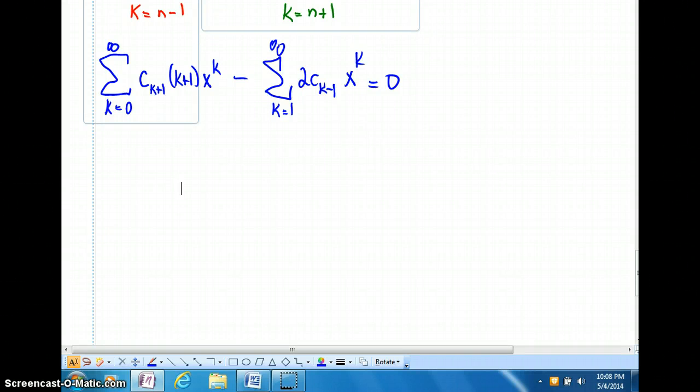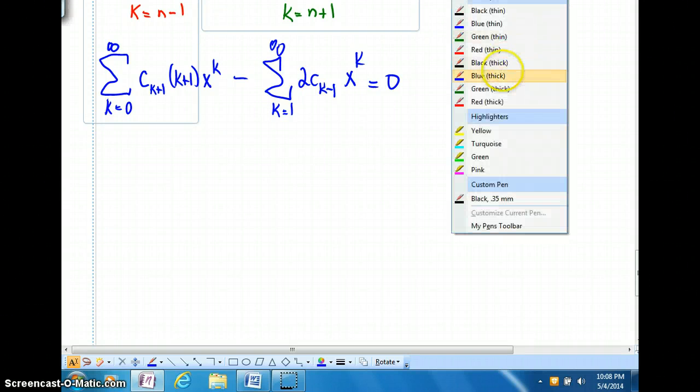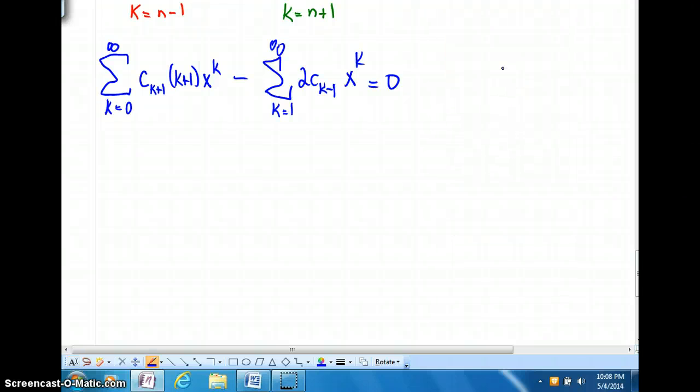Picking up where we left off, we had just re-indexed our two sigmas so that now we can see we actually have x to the k in both. However, notice the counter down below, k equals 0 for our first series, k equals 1 for our second. So tell you what, if we plug in k equals 0 into this first series, we'd get c sub 1, 0 plus 1 is 1. And then 0 plus 1 is just a 1, and then x to the 0 is just a 1, so it's just c sub 1.